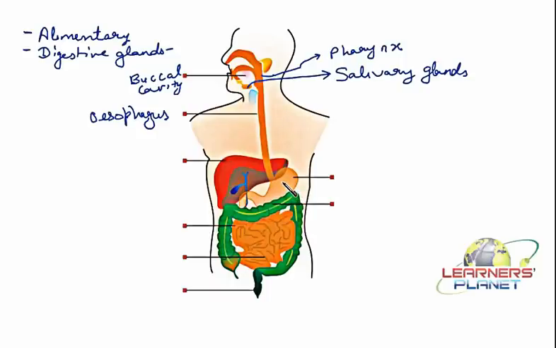The next part of the alimentary canal is the stomach. Let us label it here in this diagram. So this part is your stomach.